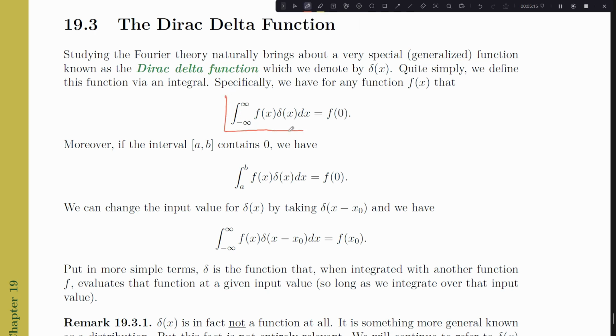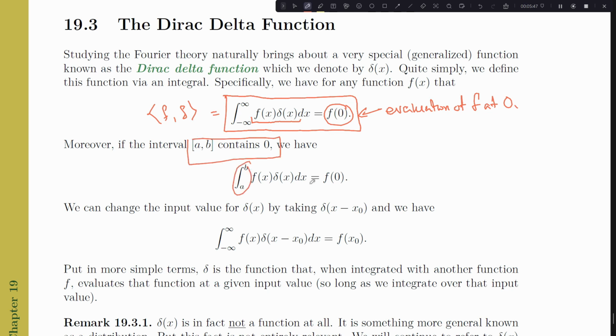But it has the property that if I integrate any function against the Dirac delta function, okay, so this looks like an inner product, right? So this is the inner product of f with delta. What I get out of that is f at 0, evaluation of f at 0. And if the interval, all we have to do is integrate over an interval which contains 0, and this is still true.